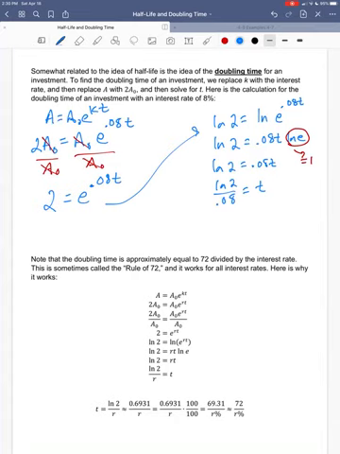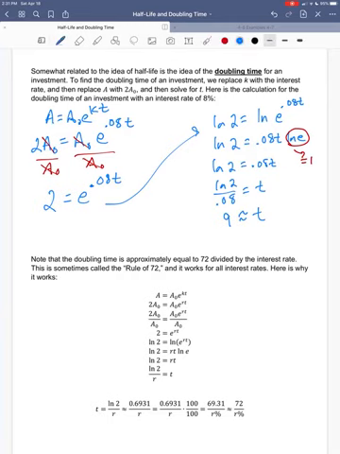If we figure out what this t is, I don't have a calculator right here. If we figure out this t, though, it's about 9. It would be about 9 years. And you can check that on your calculator. It's not exactly 9, but it's somewhere around 9. Note that this doubling time is approximately 72 divided by the interest rate. If we said it was an interest rate of 8%, 72 divided by 8 is 9. This is sometimes called the rule of 72, and it works for all interest rates. We just take 72, we divide by the interest rate, that gives me the approximate doubling time.